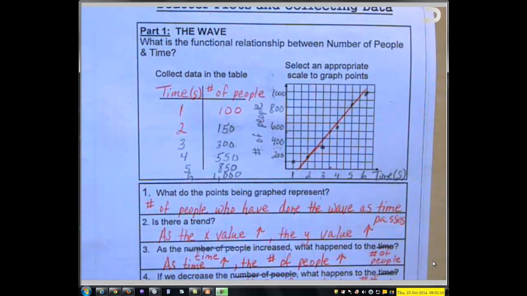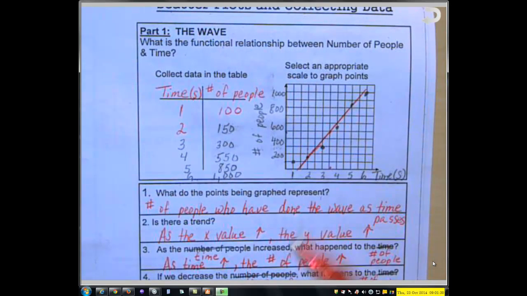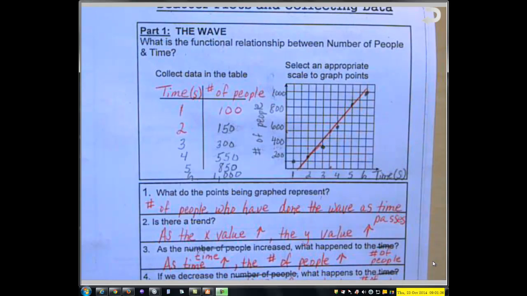So you can just take a minute to pause your video and go ahead and plot these points on the graph. We have after 1 second, 100 people. After 2 seconds, 150 people. After 3 seconds, 300 people, and so on. So just graph these points, but don't draw any line through the points yet. I'll explain that in just a minute.